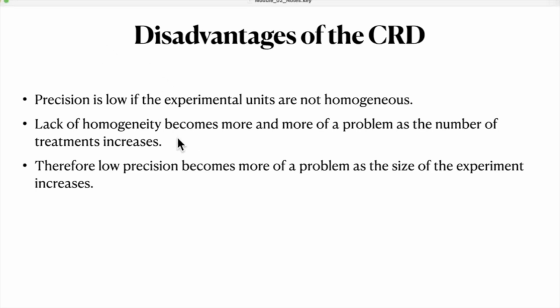So again, as the number of treatment combinations increases, that requires more and more experimental material, experimental units, and as the number of experimental units increases, in general, the homogeneity goes down, the heterogeneity increases, and therefore the precision decreases in those kinds of situations. And so that low precision becomes more of a problem as the size of the experiment increases.